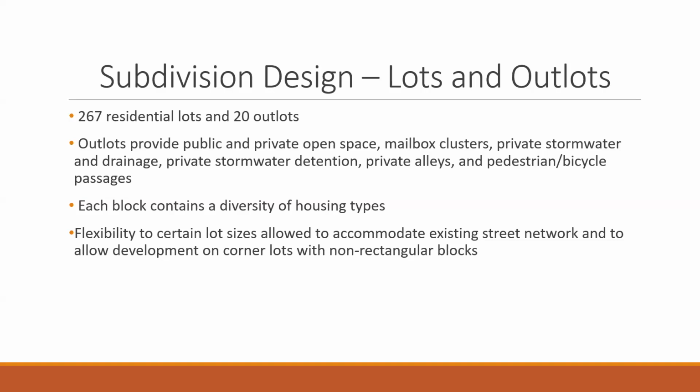The proposed plat contains 267 residential lots and 20 outlots. The outlots proposed will serve as public and private open space, mailbox clusters, private stormwater and drainage, private stormwater detention, private alleys, and private pedestrian bicycle passages. The applicant has provided private civic spaces to be managed by the Homeowners Association in outlots B, E, H, and I. All private civic spaces have been designed in accordance with the civic space standards in the form-based code.